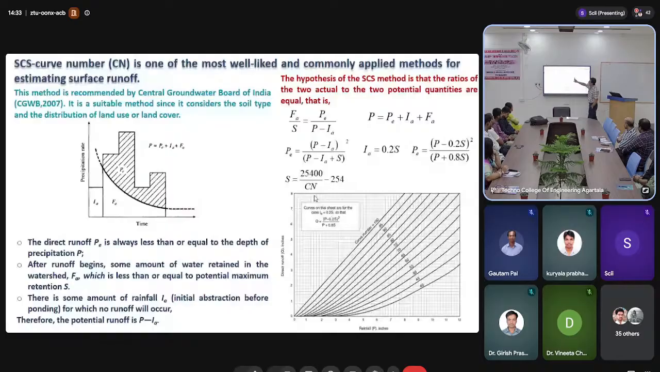So now the hypothesis of this SCS method is that the ratio of the actual to the potential in both cases is equal. PE is the actual excess rainfall, and this is the potential, P minus IA. This is in terms of rainfall, and this is in terms of storage. This is actual storage, and this is maximum storage. The actual by potential is equal to actual by potential storage.